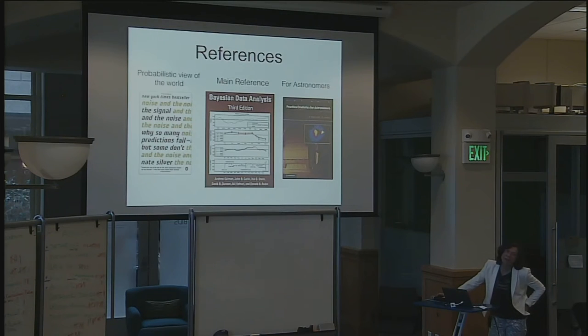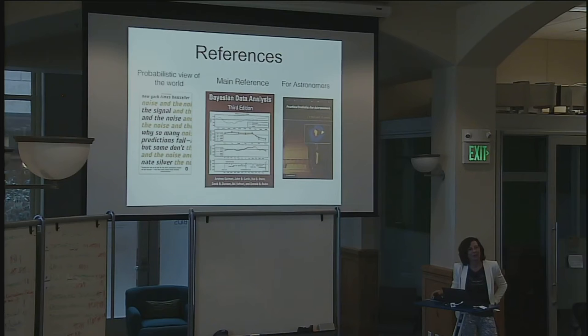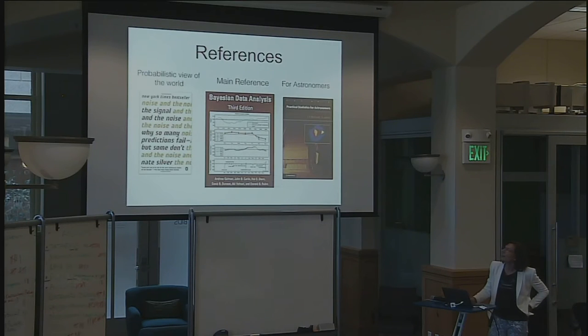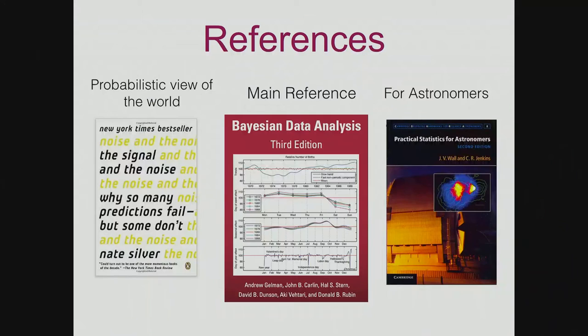So for astronomers, there is a very short, small book, which you can probably read in a week or two. And it's Wall and Jenkins' Practical Statistics for Astronomers. It's very nice, gives you a lot of examples from astronomy, and it is a mixture of the standard classical approach and Bayesian analysis. And I like that book. It gives you a quick introduction to it.